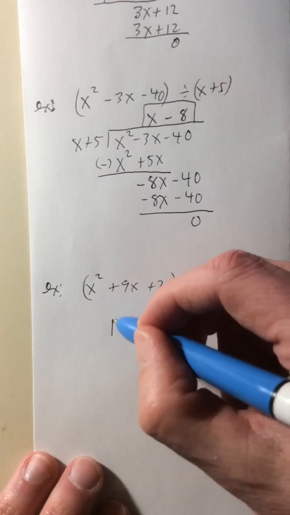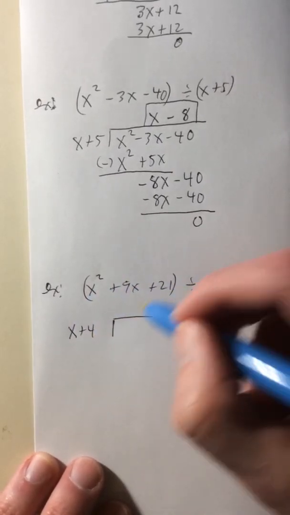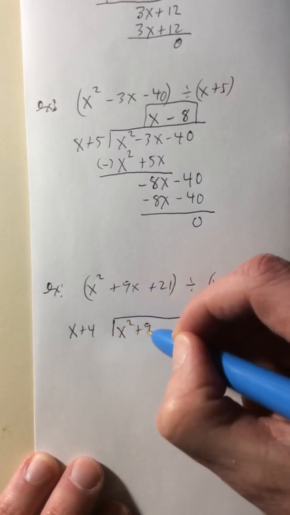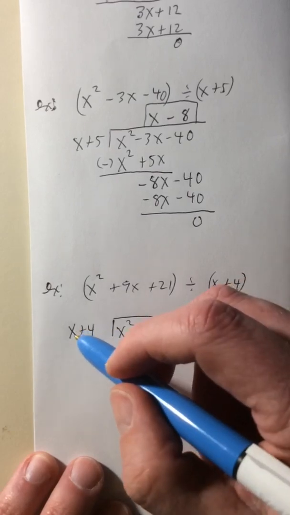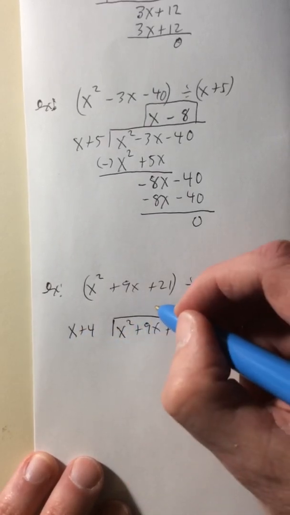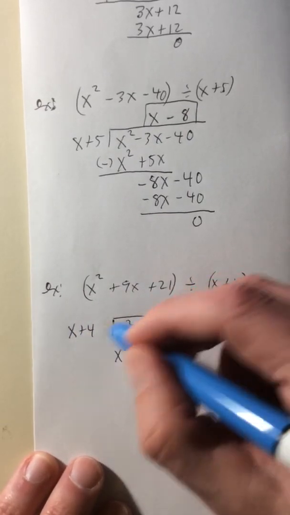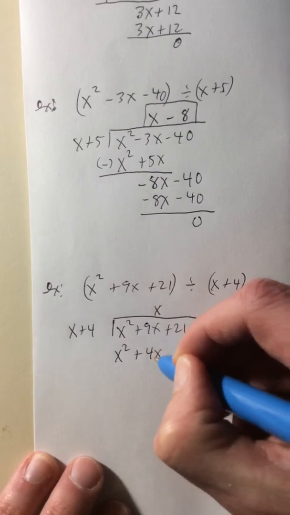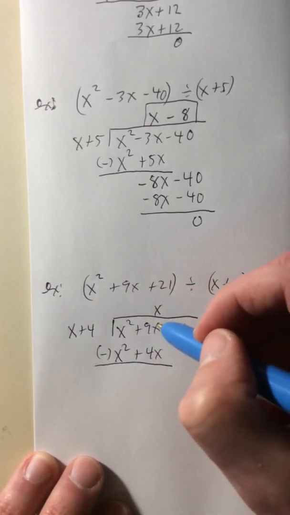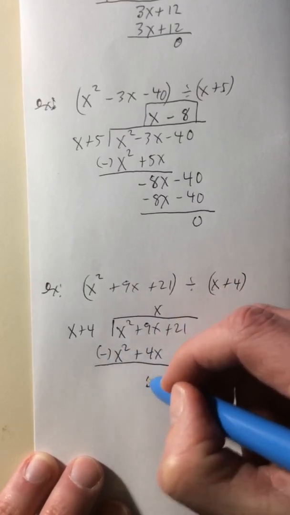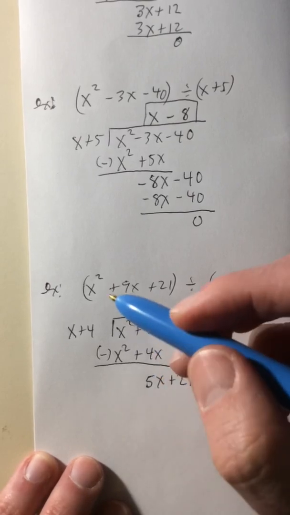So same exact procedure, x plus 4 goes out, x squared plus 9x plus 21 in, and we do the same stuff. X times what makes x squared? X. Multiply it, x times x, x times 4, and we subtract. Those are gone. 9x's minus 4x's are 5x's. Bring down the 21.